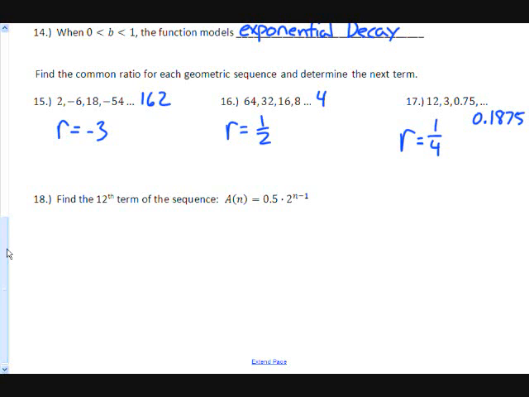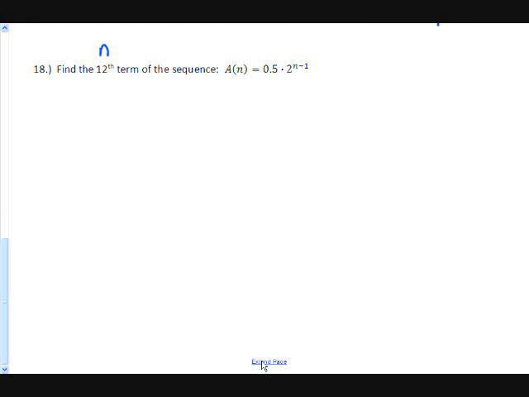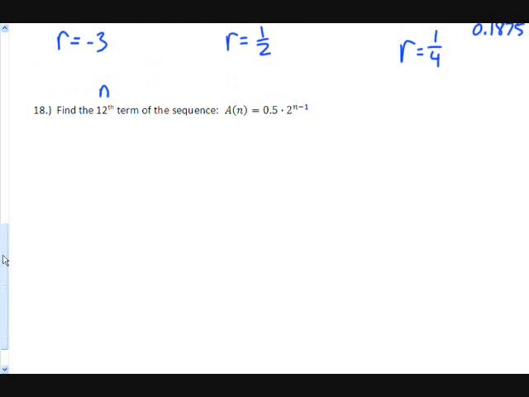In number 18, it says find the 12th term of the sequence, and it's given us the equation. When we're looking for the 12th term, remember this is my n value. So I'm just going to plug that in for n and see what I get. So here I've got a of 12 equals 0.5 times 2 to the 12 minus 1.